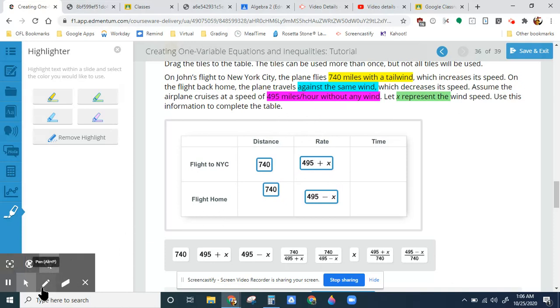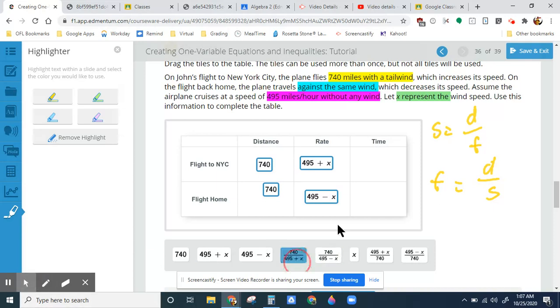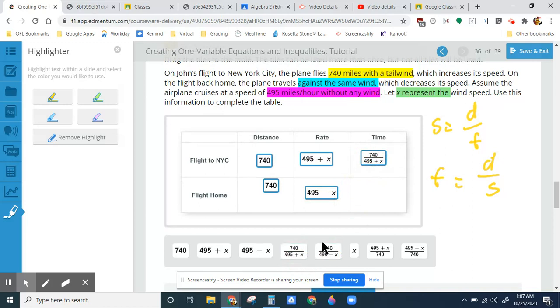So remember, let's take a look at that formula again. Speed equals distance over time, or we can see it as time equals distance divided by speed. So we're going to be looking for 740 on the top of both of these. So we're going to be looking at these ones. And all we're going to do is that goes there, this over this, and this goes here.